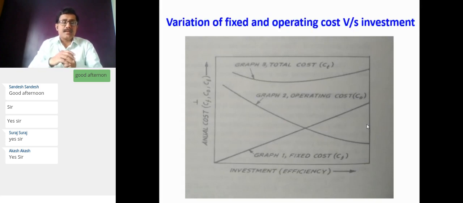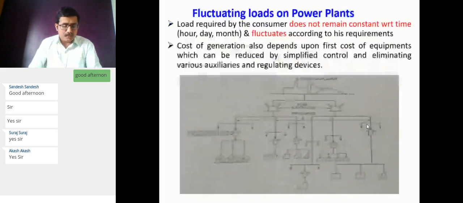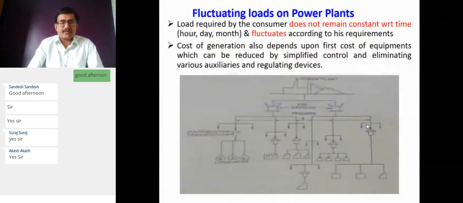So that is the meaning or the description of the variation of this annual cost with respect to the investment or the efficiency. I hope that you can write down the description or the variations of these different costs in your own words. Okay. So that was one of the points under discussion as far as today's lecture was concerned. And we are now about to start with the next point for our discussion.